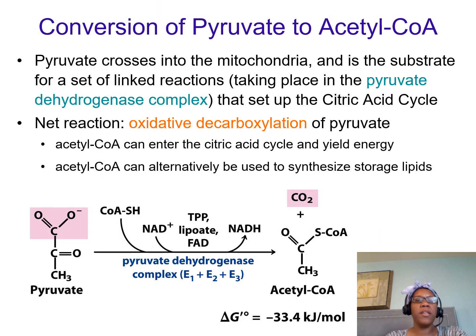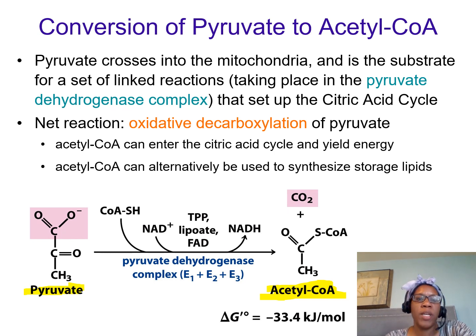So as I said, our first and only objective we're going to cover today is the conversion of our 3-carbon pyruvate, which we know the structure of, into acetyl-CoA. And so acetyl-CoA gets us into the citric acid cycle. It's just the in-between where we can get our pyruvate that we created in glycolysis into the citric acid cycle.